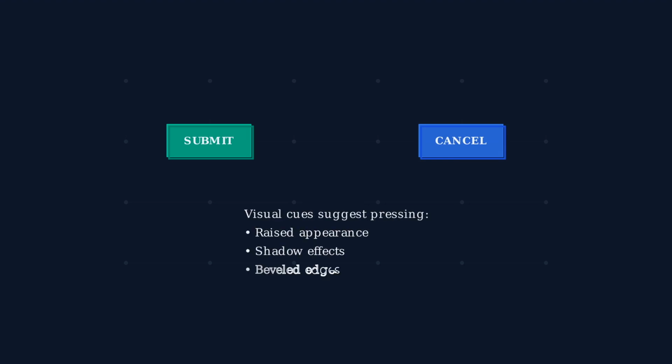In the digital world, designers deliberately mimic physical objects to create familiar affordances. Digital buttons are designed to look pressable, borrowing visual cues from the physical world. The raised appearance, shadow effects, and beveled edges all signal that these elements can be pressed. Your brain recognizes these visual patterns from years of interacting with physical buttons.